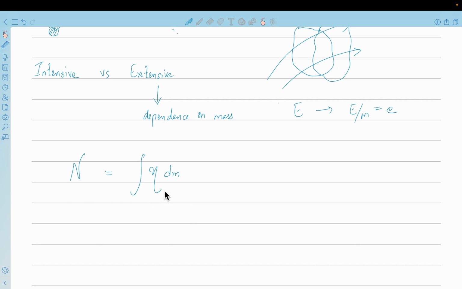Okay, so whatever is the mass of the system, like I wrote here, energy per unit mass, or I can say that energy is actually this energy per unit mass times dm, integral over the entire mass of the system. Similarly, I am going to denote N as integral eta dm. And what is dm? This is integral over the mass of the system.